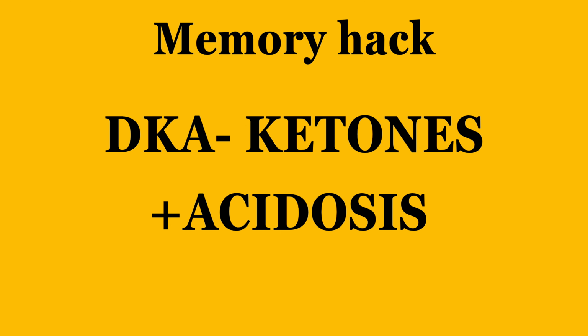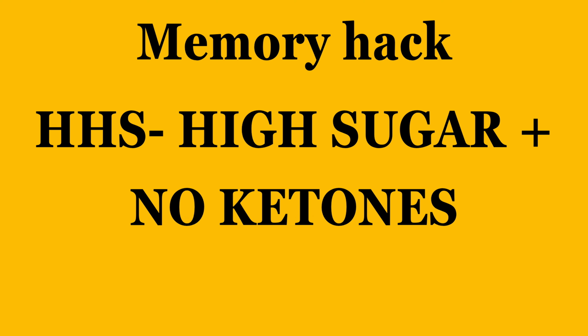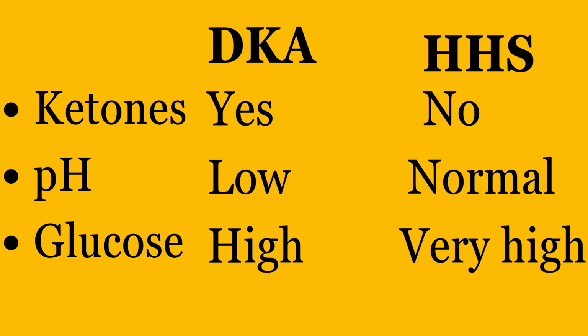The easiest way to remember this is to think DKA, diabetic ketoacidosis: there are ketones and acidosis. HHS, hyperosmolar hyperglycemic state: there is high blood sugar, extremely high blood sugar, but no ketones. If you remember just this table, you will never confuse them again. So can you tell the difference between the two of them now?